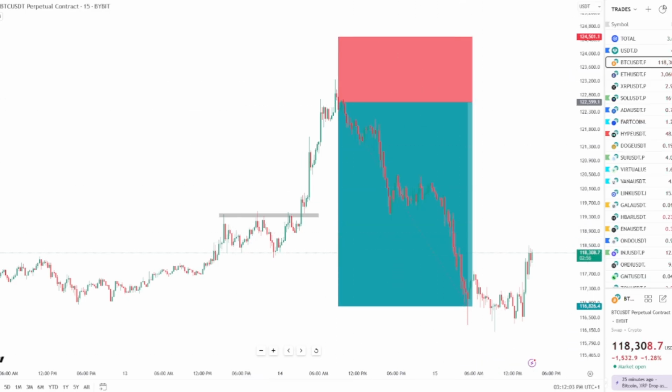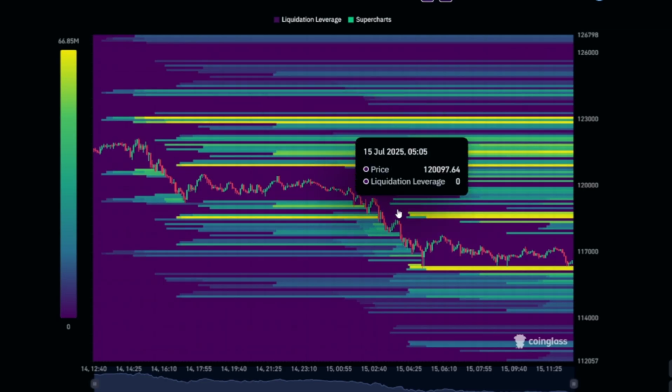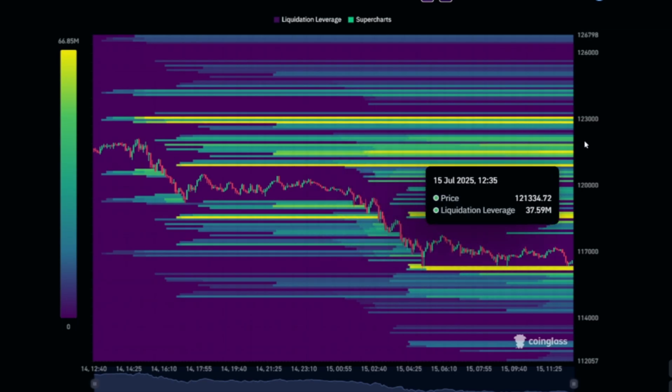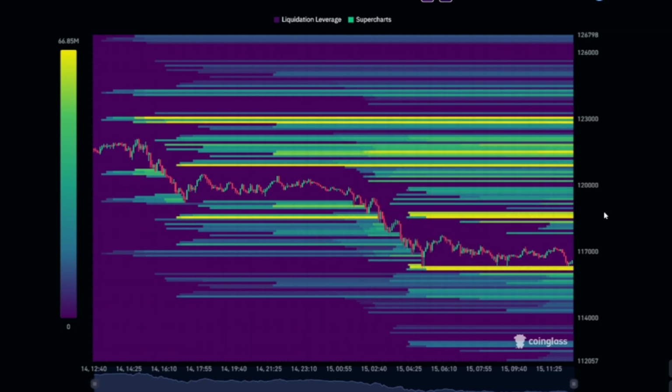So this is how you basically want to combine or add this particular tool. Very powerful actually, but a lot of people just neglect this. You add this tool to use as confluence when you're looking for either a long or a short trade. I hope you now know how to use the liquidation heat map.